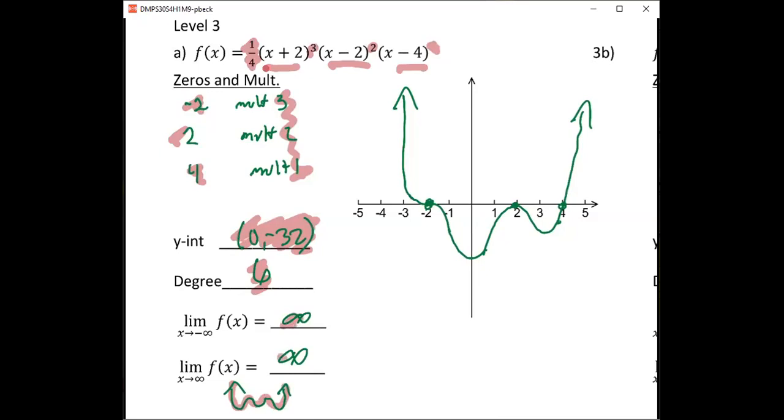A positive 6th degree has that shape. So we go from infinity to infinity. So infinity through negative 2 in a cubic way. And we hit 2 in a quadratic way and go through 4 in a linear way.